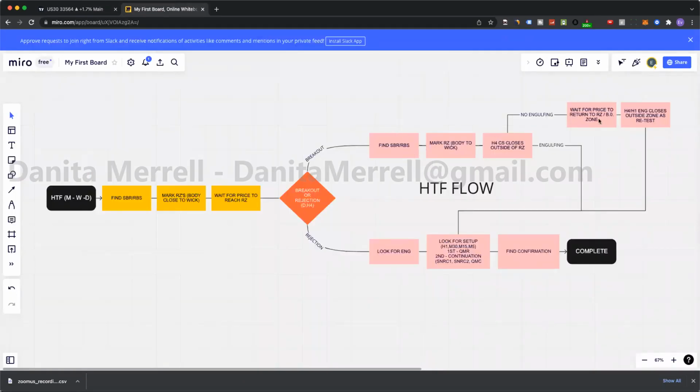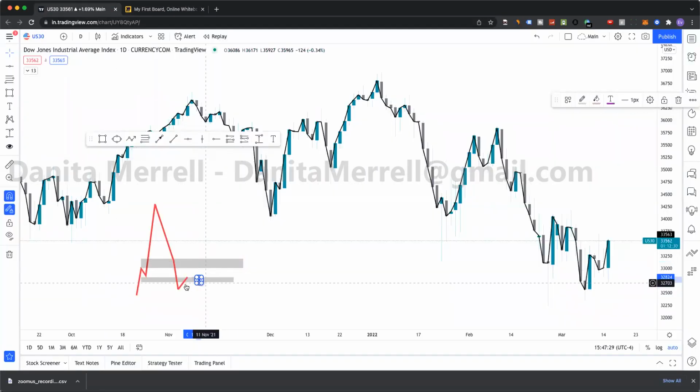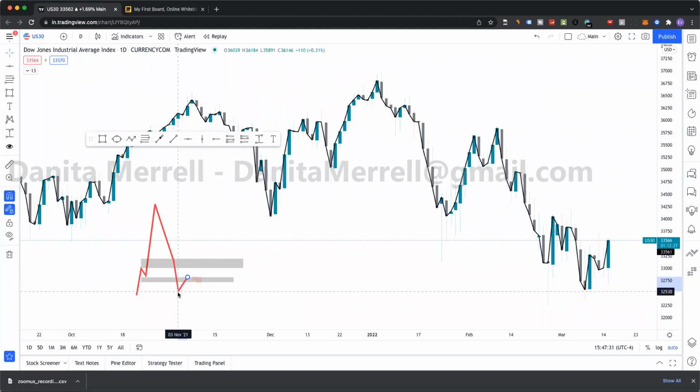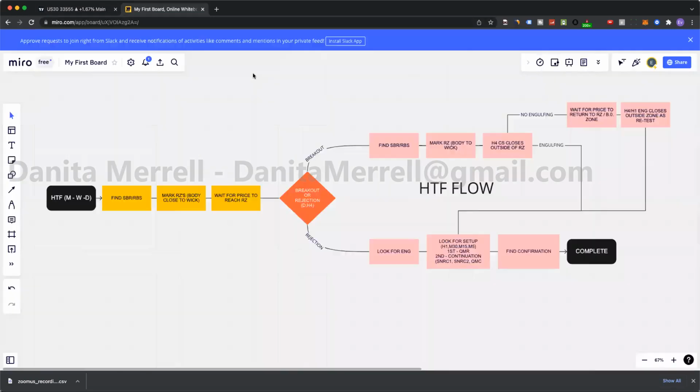You wait for price to return to the breakout zone. So what does that mean? If we don't have that engulfing, let's say price did this, and we had that engulfing, we can find the trade there. But if price doesn't have an engulfing, what we have to do is wait for price, even if it closes outside of it, to retest the zone one more time and form another engulfing. An H4 or H1 engulfing that closes outside of the zone as a retest.